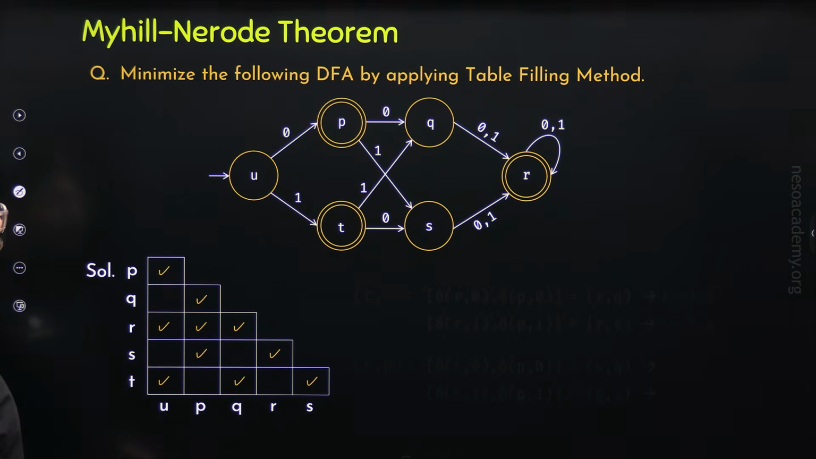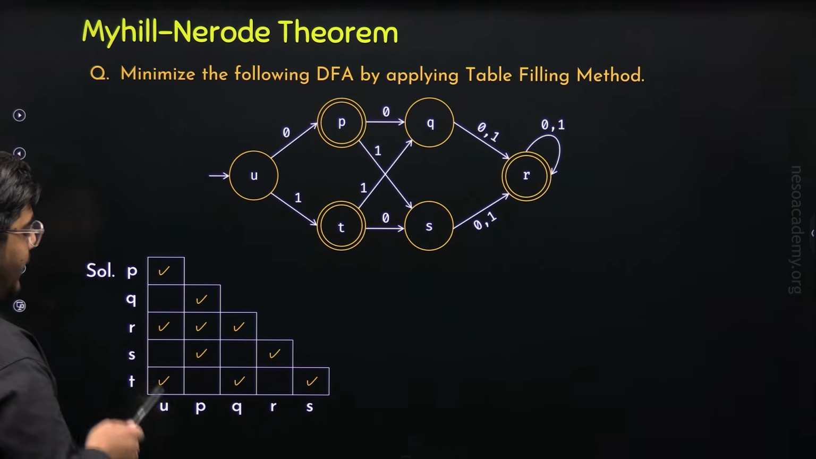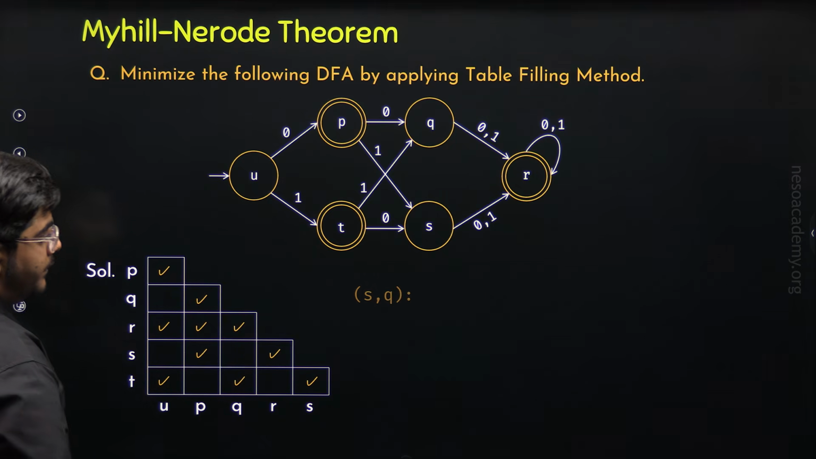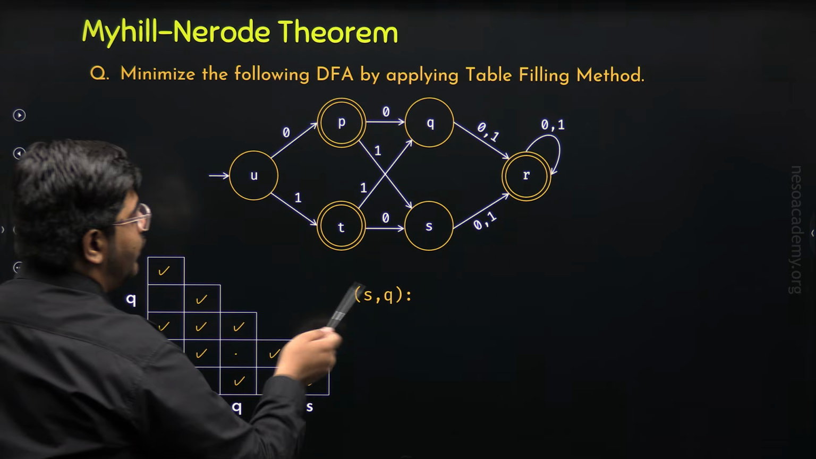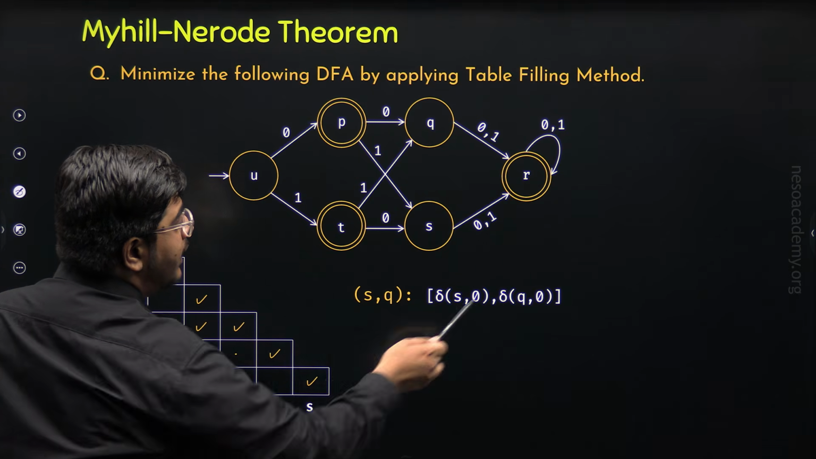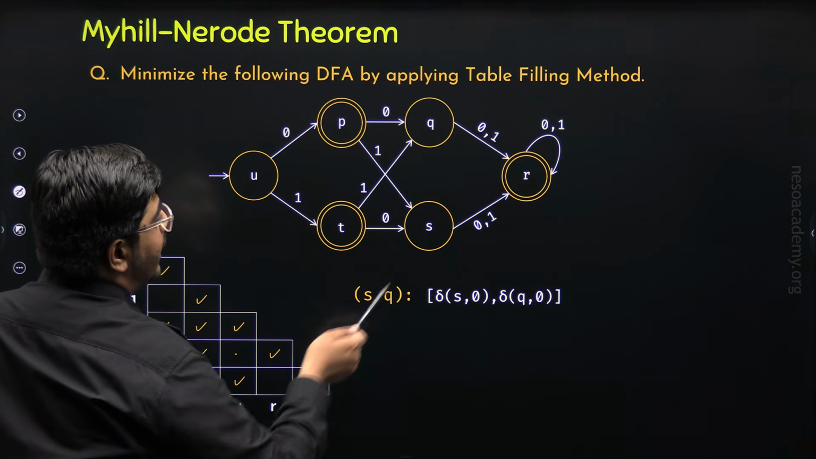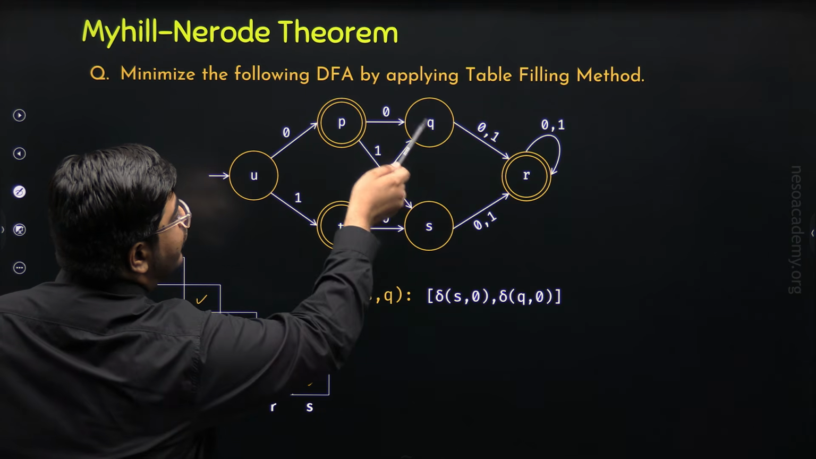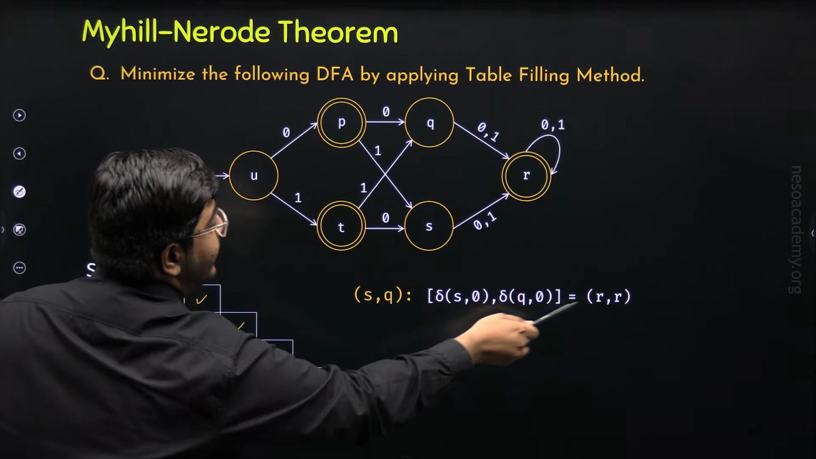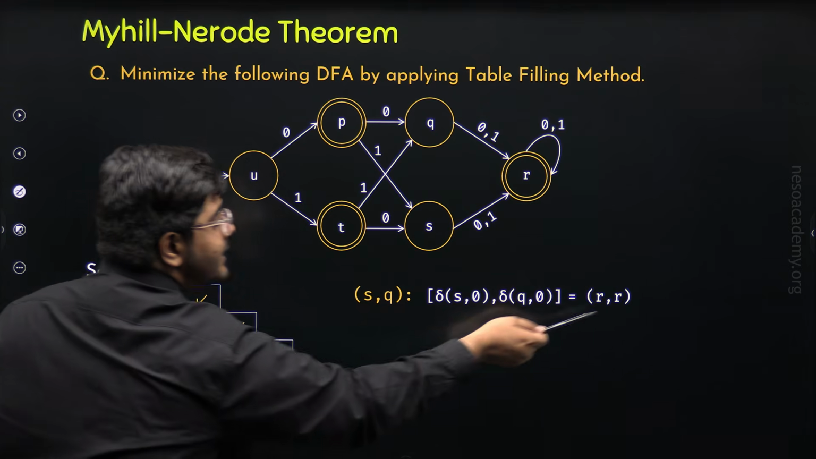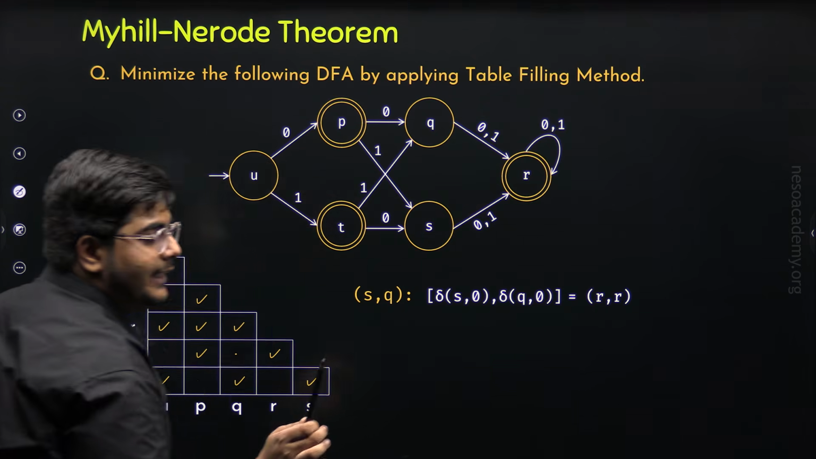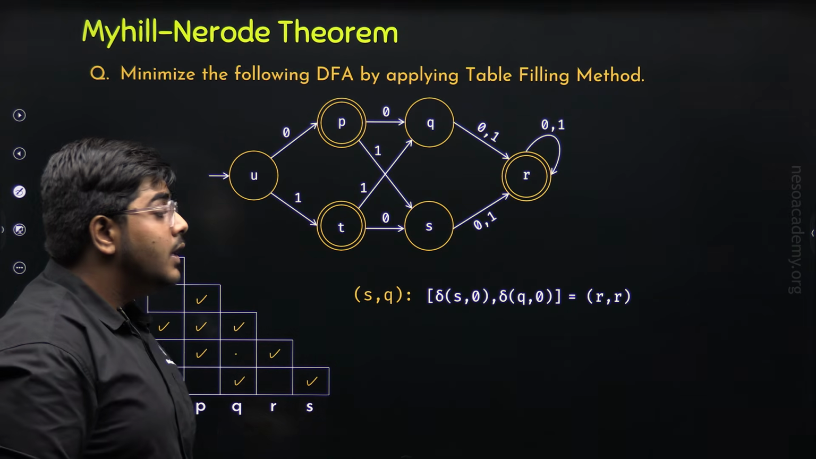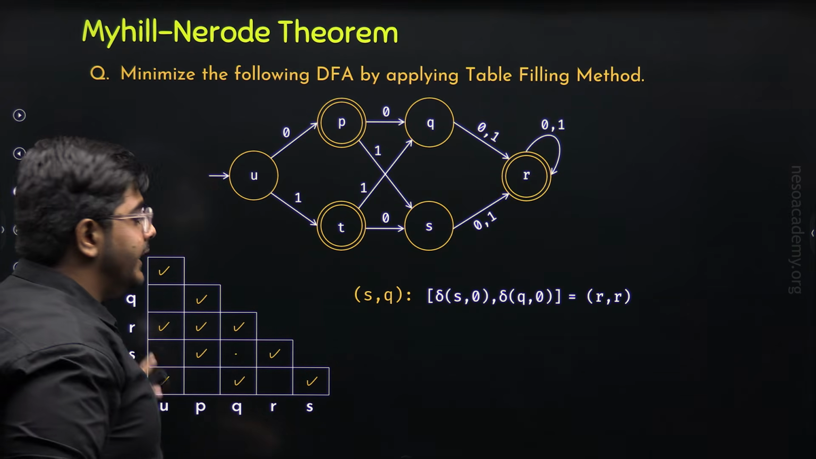So till now we have got this table. Now we need to check the next unmarked pair, which is SQ. For SQ, that is this particular cell, we need to write delta S, 0 and delta Q, 0. Now S, 0 is R and Q, 0 is R. So we are getting RR. This is an example of pairing of states in which both the states are identical. And I have explained to you, such pairs are not present in our table.